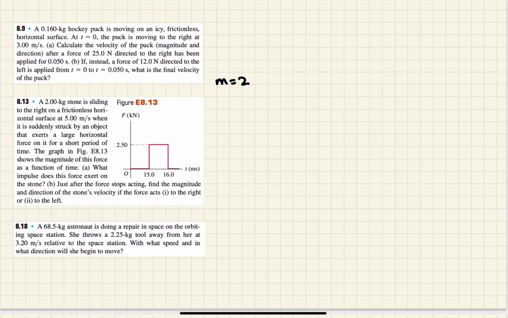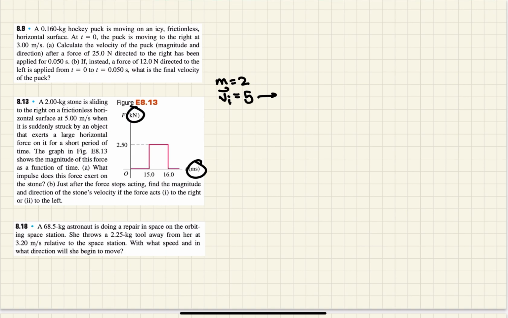The mass here is 2 kilograms, sliding to the right, frictionless, good. v initial is equal to 5, and we're assuming right is positive. It's struck by an object that exerts a large horizontal force on it for a short period of time. The graph shows the magnitude as a function of time. What impulse does this force generate on the stone? So, for only 1 millisecond, be careful of the units. That's milliseconds here and kilonewtons there.